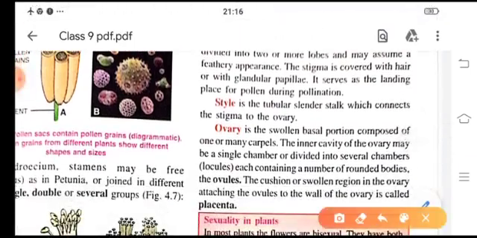Next is the style. It is again a part of the pistil and it is a tubular slender stalk which connects the stigma and the ovary. Third is the ovary. Now it is the swollen basal portion which is composed of one or many carpels. Now the inner cavity of the ovary may be a single chamber or it may be divided into several chambers, or we can say locules, each containing a number of rounded bodies known as the ovules. So these ovules are attached to the ovary wall which is known as placenta.